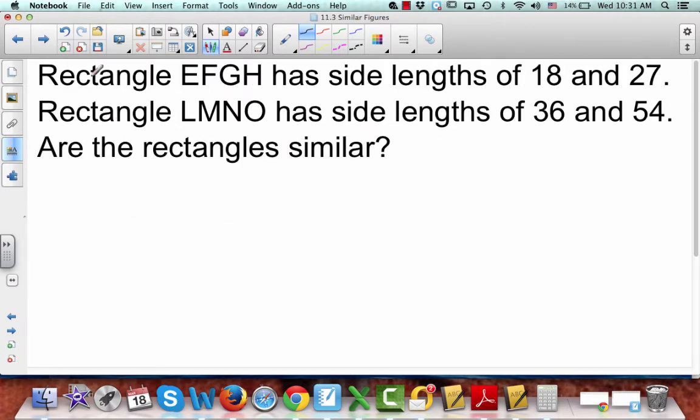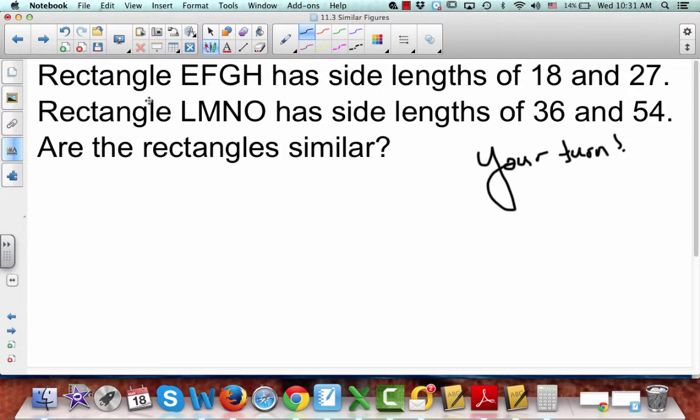Alright, rectangle EFGH has side lengths of 18 and 27. Rectangle LMNO has side lengths of 36 and 54. Are the rectangles similar? Guess what? It is your turn. Pause the video, do this one, and then come back to me.